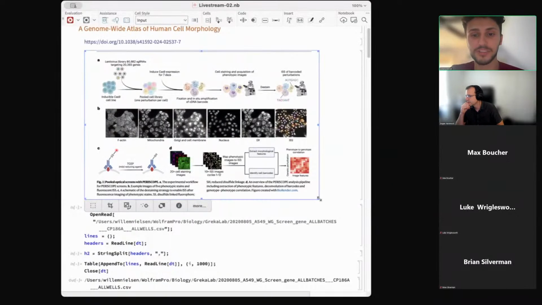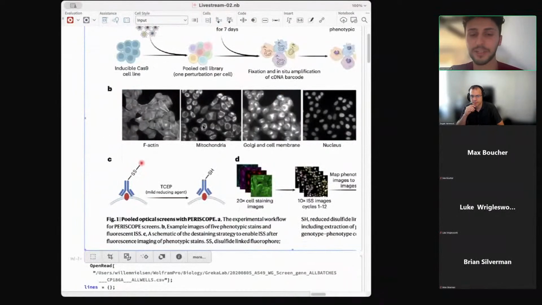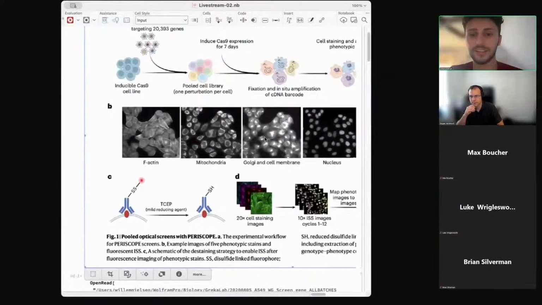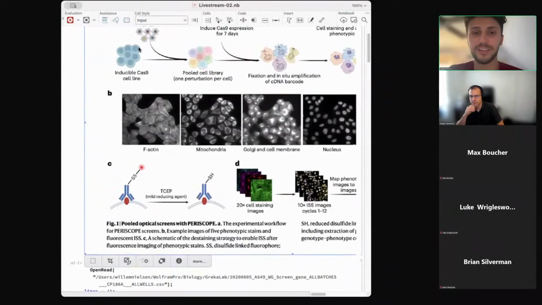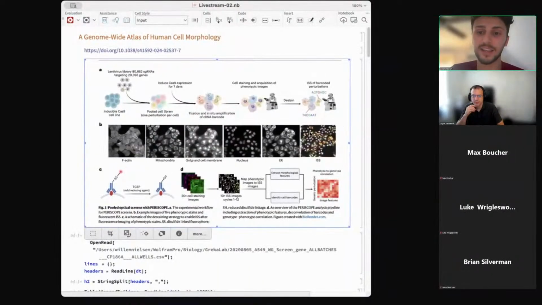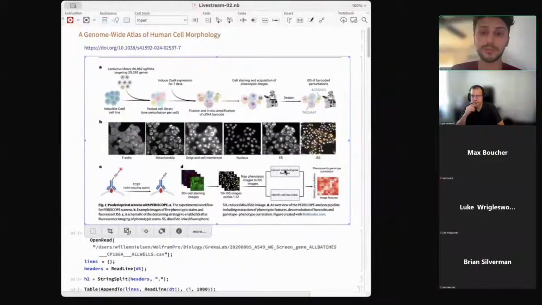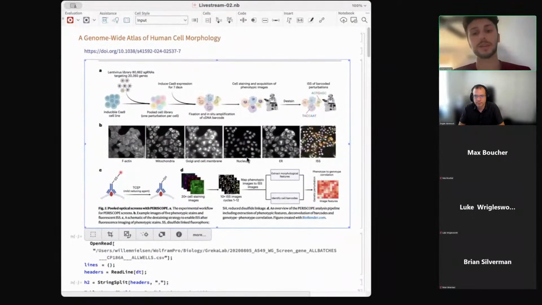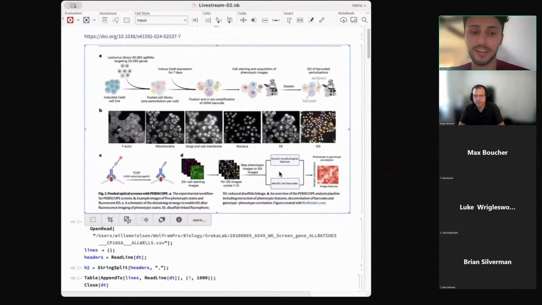So these different pictures show stainings of different organelles, like the Golgi and cell membrane, the nucleus, etc. What's cool is they can tag these cells so that when they image them, they know which genes in the cells were perturbed. They're trying to create a map between gene knockout perturbations and image features. To be more specific, they took thousands of different image features, for example cell area or granularity, and then tried to map them to different genes.